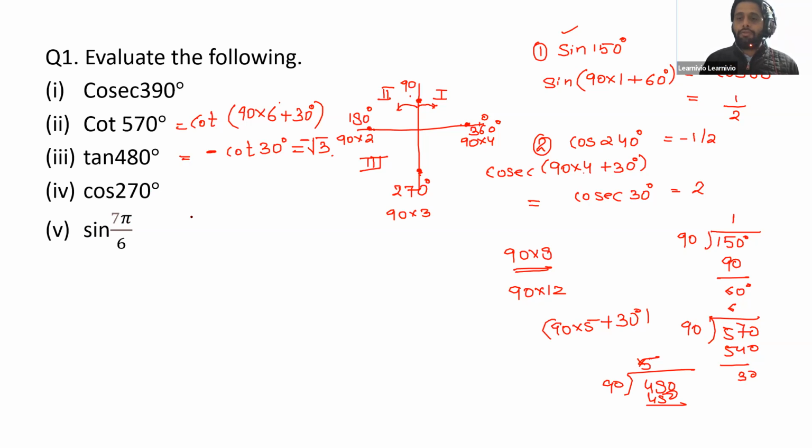What is 30? 30 means π/6. What is 45? π/4. What is 60? π/3. What is 90? π/2. And these are standard angles. For example, what is 180? What is 270? What is 360? We will normally use these angles in radian. So please learn these values.